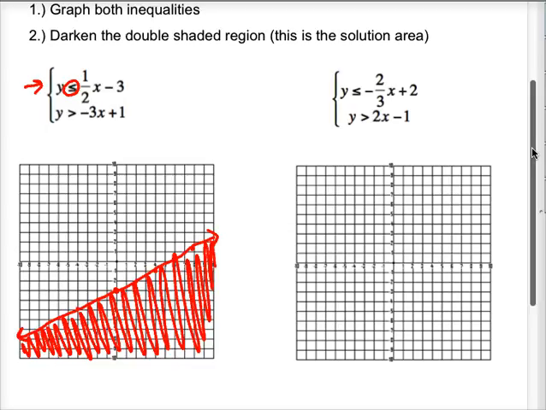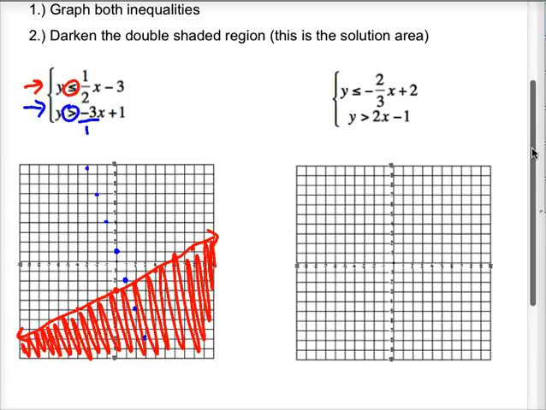I look at my next one. So here, y is greater than -3x plus 1. So I start with my y-intercept of 1, and I have a slope of -3 over 1. So down 3 over 1, down 3 over 1. So again, continue that pattern.